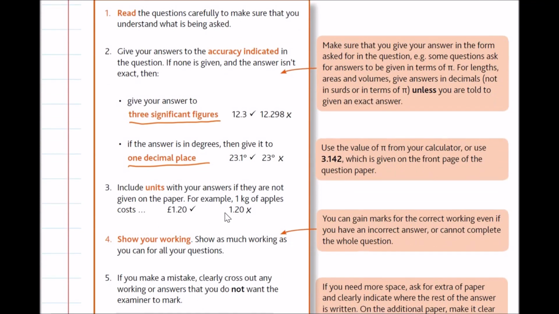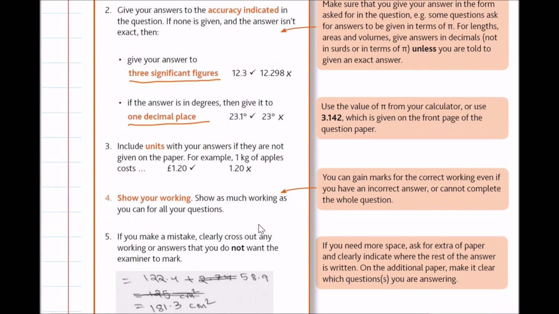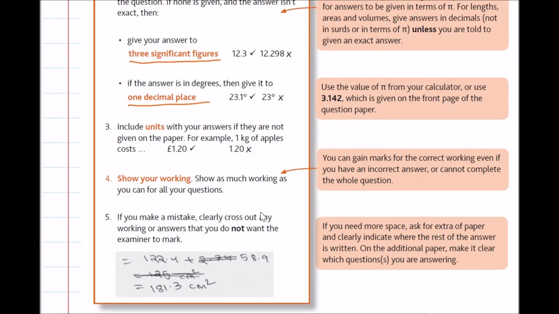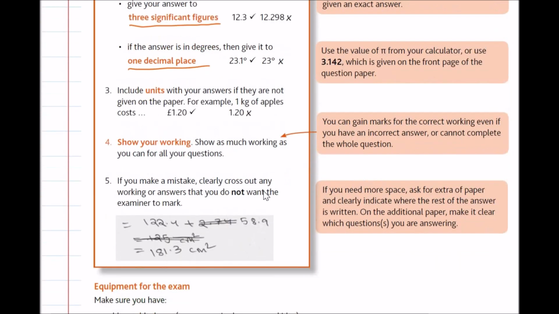Next point. Include units with your answers if they are not given on the paper. For example, 1 kg of apples costs, so dollar or pound, whatever, that should be mentioned if units are not provided in the answer space. We should write it on our side. Now, show your working. Show as much working as you can for all your questions. Don't try to take shortcuts.